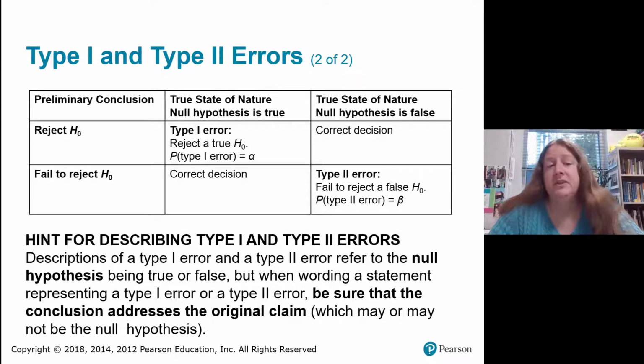If we're failing to reject our null hypothesis, the only type of error that could have happened is type 2 error, or we made a correct decision. And if we reject our null hypothesis, the only error that could occur is type 1 error. Otherwise, we've made a correct decision.